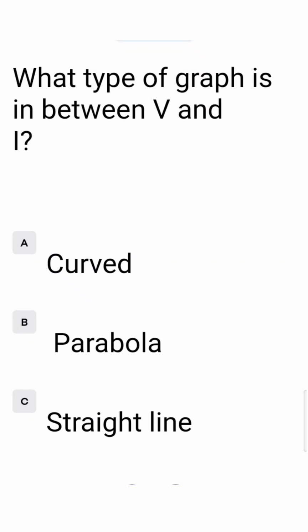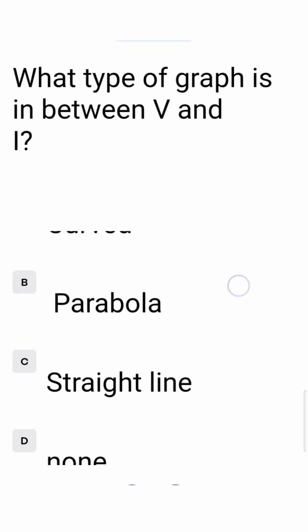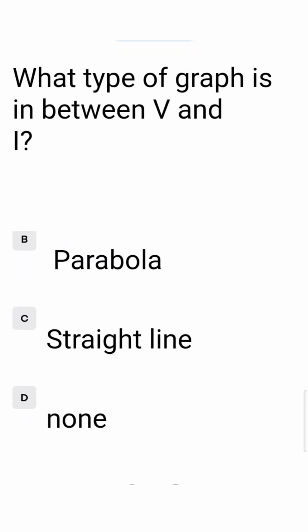What type of graph is between V and I? V means potential difference, I means current. What type of graph is between potential difference and current? Option A curved, B parabola, C straight line, D none. The graph between potential difference and current is a straight line, that is written in option C. So we tick at option C.